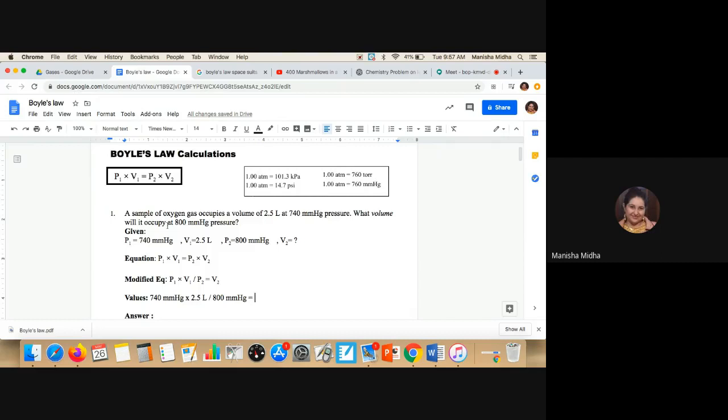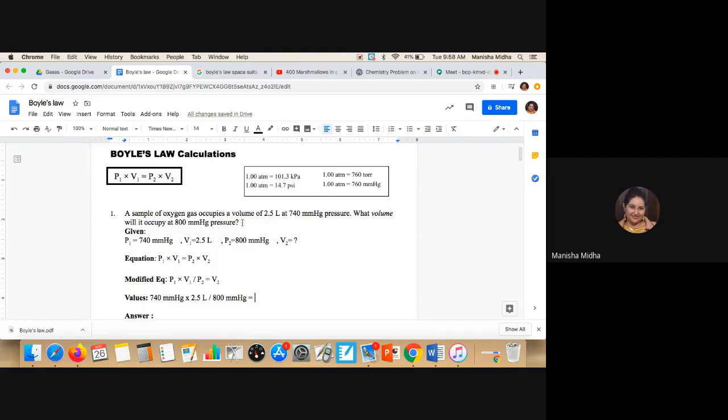In these questions, there would be four variables. One of the variables would be unknown. The other three would be given to you, so you can solve for the unknown variable. So let's go over this question. A sample of oxygen gas occupies a volume of 2.5 liters at 740 mmHg pressure. What volume will it occupy at 800 mmHg pressure?